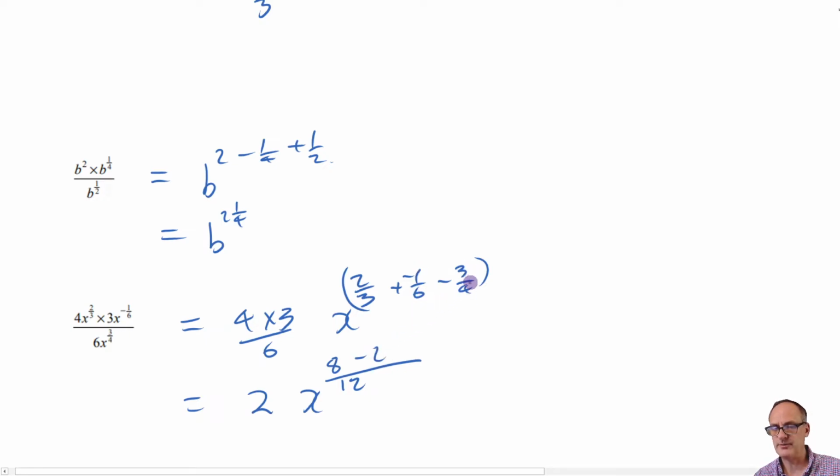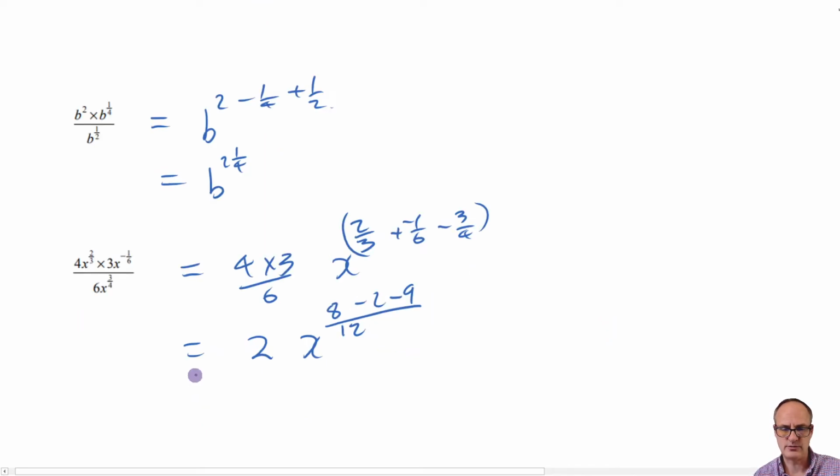And times top and bottom of this by 3, that will give you minus 9. So we get minus 11. 8 minus 11 is minus 3. So it's minus 3 over 12, which is minus 1/4. So it's 2x to the minus a quarter.